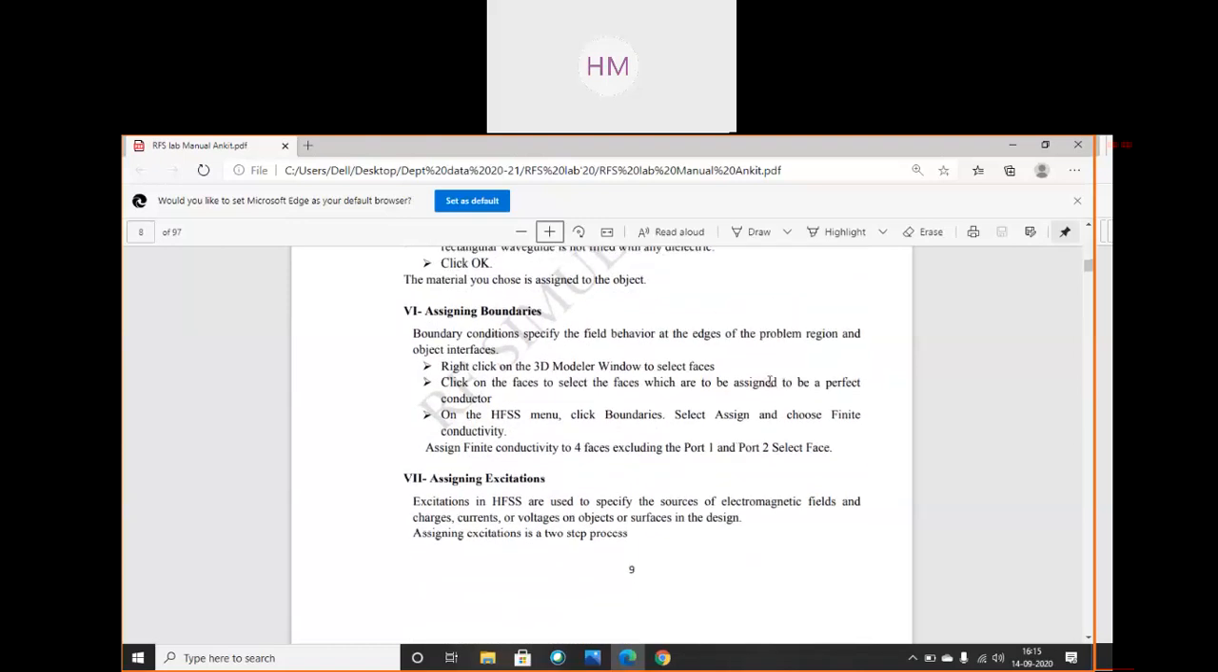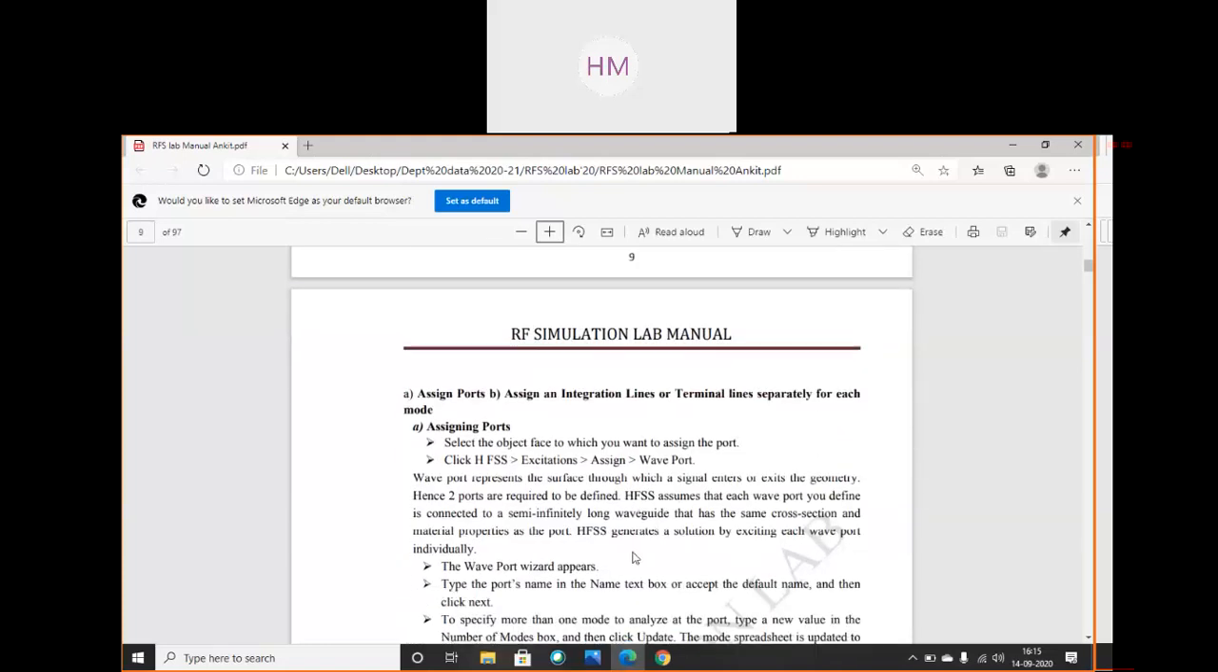Assigning boundaries means specifying the field behavior at the edges, but we won't assign boundaries to the port 1 and port 2 faces. That means from where the electric field intensity will move inside the device. Port 1 and port 2. Excitation is important because it is used to specify the sources of electromagnetic fields and charges, currents or voltages on objects or surfaces in the design. Assigning excitation is a two-step process. So these are the steps given to you. We will see practically, then it will become easier to understand.